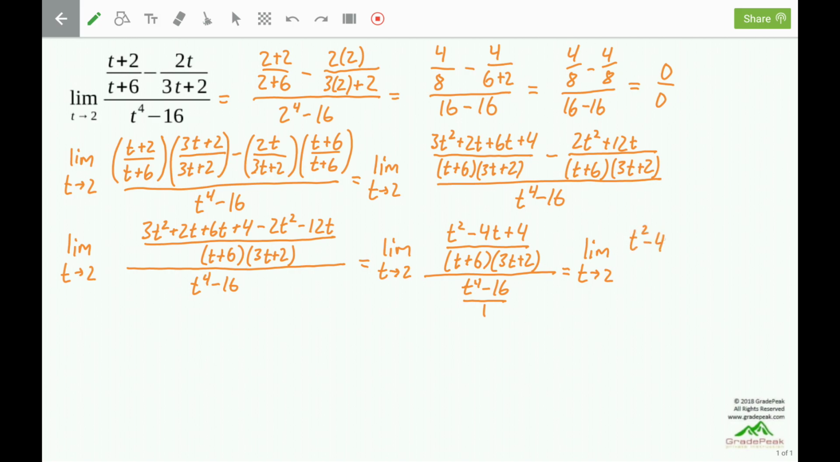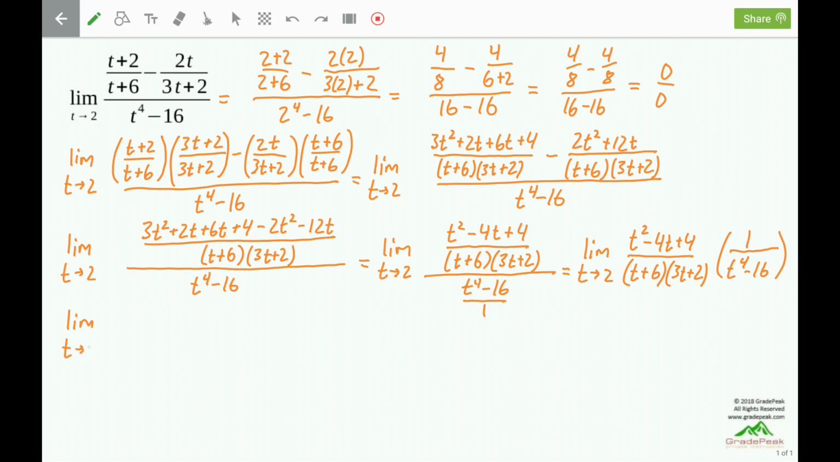So I will have t squared minus 4t plus 4 over t plus 6 times 3t plus 2 times the reciprocal, which is 1 over t to the 4th minus 16, and that will multiply everything. So now we multiply the numerators with each other, so we will have all of this times that. Well, times 1, we'll just keep the same expression.